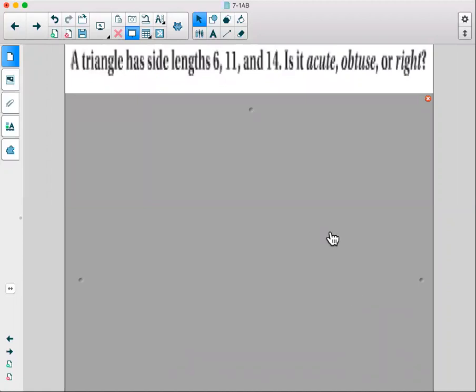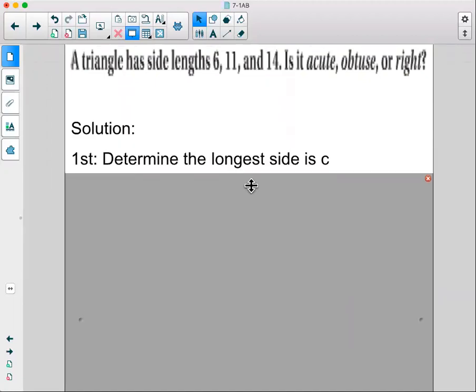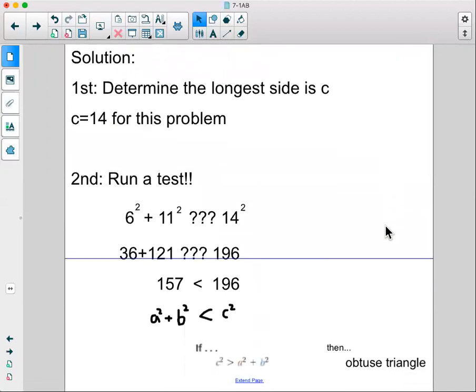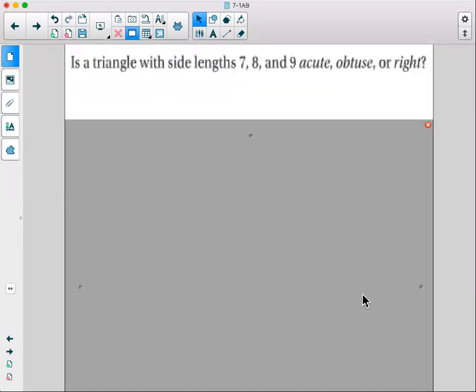Now let's figure out if the triangle with these side lengths is acute, obtuse, or right. Steps are the same. First, we determine who's c. In this case, it's 14. It's the longest side. Next, we run a test. And in this case, we see that c squared is bigger than a squared plus b squared, so we know we've got an obtuse triangle. The c squared was too big, and so the angle was pushed open. Okay, practice again on your own paper and then press play for the solution.